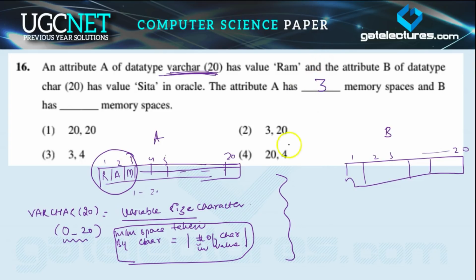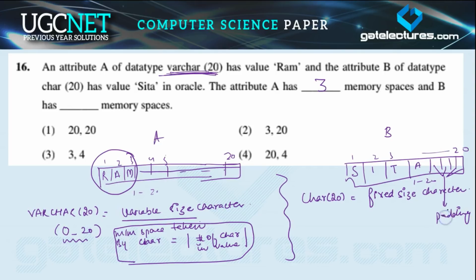Now let's talk about the next one, B. So this is a char(20). So it means it is a fixed size character. So what is the property for this, right? The range is again 1 to 20. So if the value is going to lie in between this, then store the value, like Sita. And what about the rest of the blocks? Shall we discard all the blocks? No, we are not going to do that. We are going to pad all the rest of the blocks. So padding should be done in the rest of the blocks.